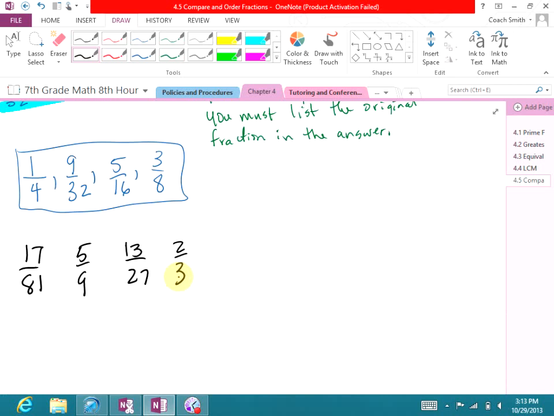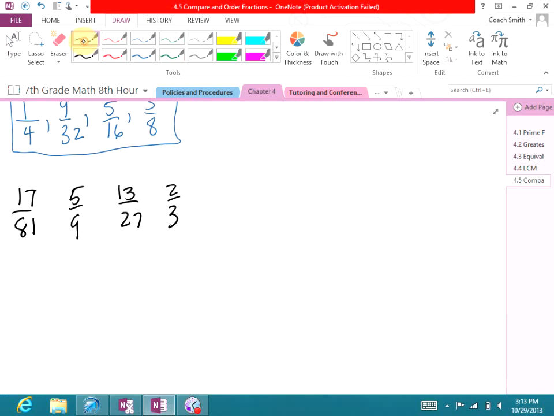Okay. Count by 81. 81, 162. Never ran into 9. 9 is a factor, not a multiple of the numbers. Cannot be 9. Okay, 27, 54, 81. Can't be 27. 81 is the common denominator. 81 is the new denominator.